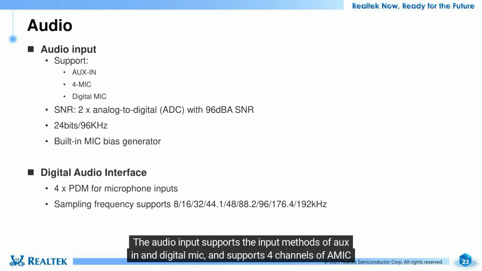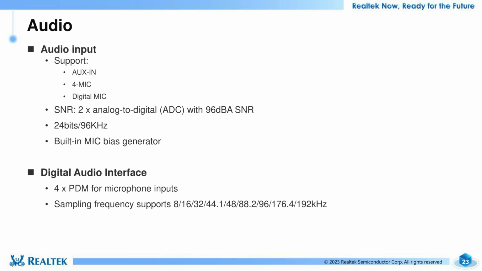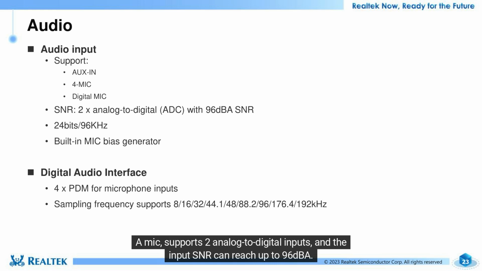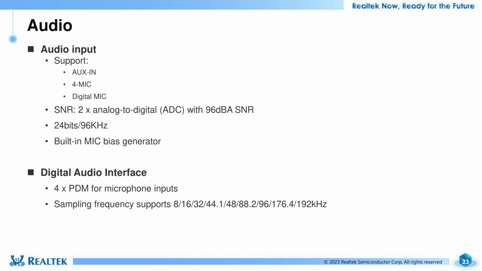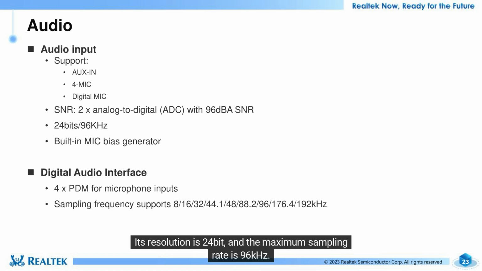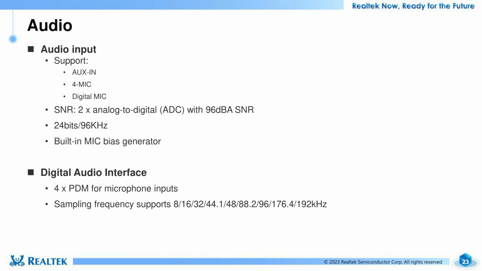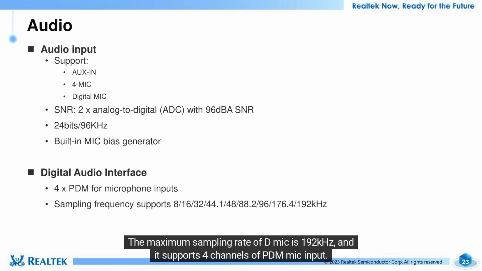The audio input supports the input methods of AUX-in and digital mic, and supports 4 channels of AMIC input. A mic supports 2 analog to digital inputs, and the input SNR can reach up to 96 dBA. Its resolution is 24-bit, and the maximum sampling rate is 96 kHz. The maximum sampling rate of D mic is 192 kHz, and it supports 4 channels of PDM mic input.